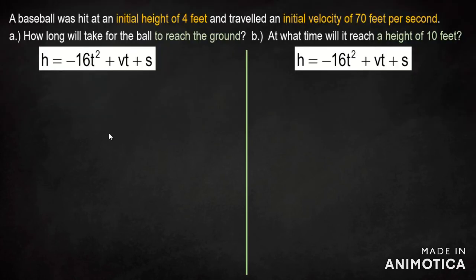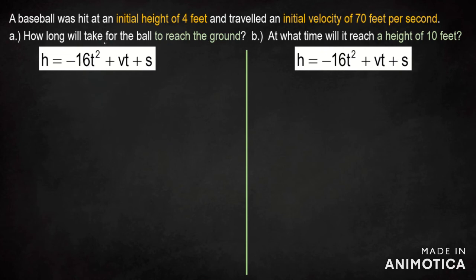A baseball was hit at an initial height of 4 feet and traveled at an initial velocity of 70 feet per second. How long will it take for the ball to reach the ground? At what time will it reach a height of 10 feet? So we will be using two equations to solve the two problems, obviously. So for the first problem, we're going to refer to our general equation, h equals negative 16t squared plus vt plus s.